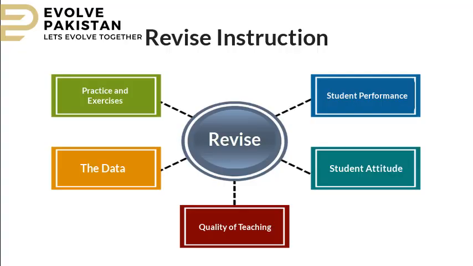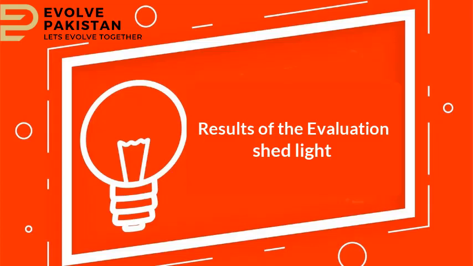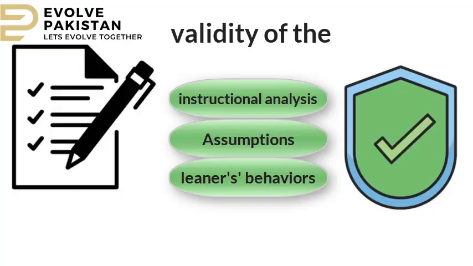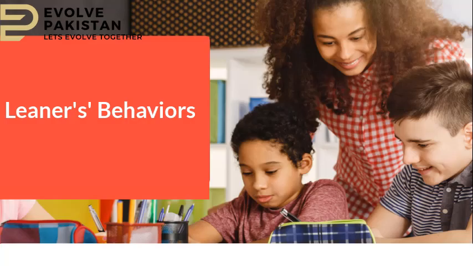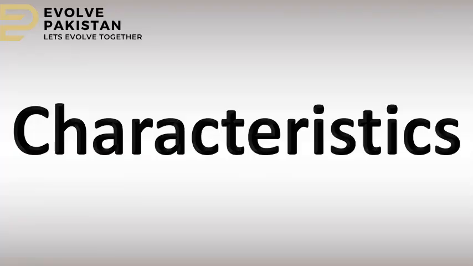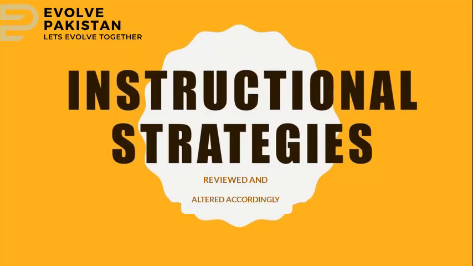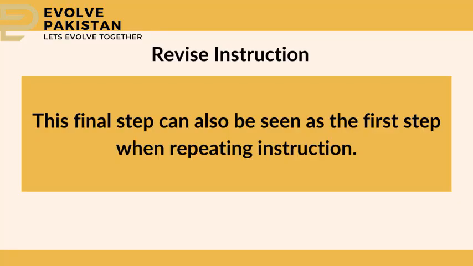10. Revise instruction. The results of the evaluation shed light on the validity of the instructional analysis and assumptions of learners' behaviors and characteristics. The instructional strategy is reviewed and altered accordingly to be more effective. This final step can also be seen as the first step when repeating instruction.